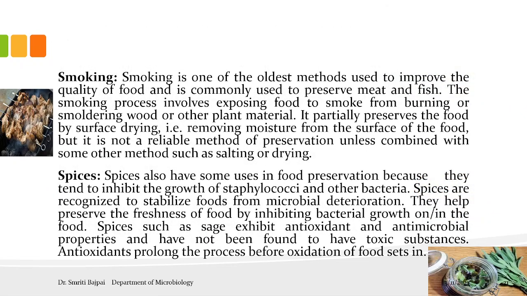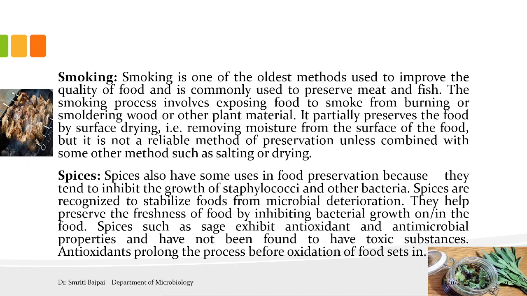Next is smoking. Smoking is one of the oldest methods to improve the quality of food, and it is commonly used to preserve meat and fish. It is also a combined method, as salting and drying can also be done with smoking.